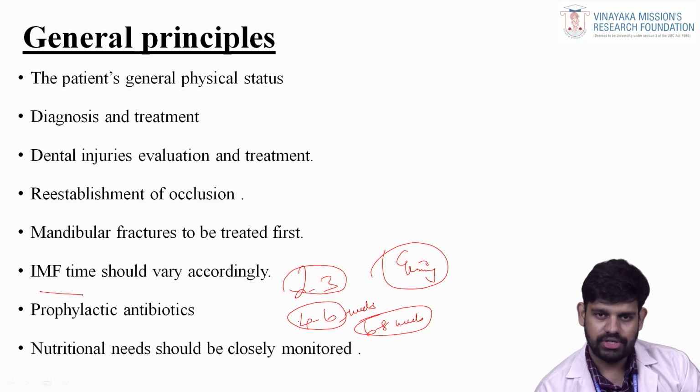So to achieve a nutritional balance, we have to put the patient on a solid diet, or we can go for a nasogastric tube in case of severely fractured jaw bones like the maxilla and mandible. So nutrition is the key for fracture healing.